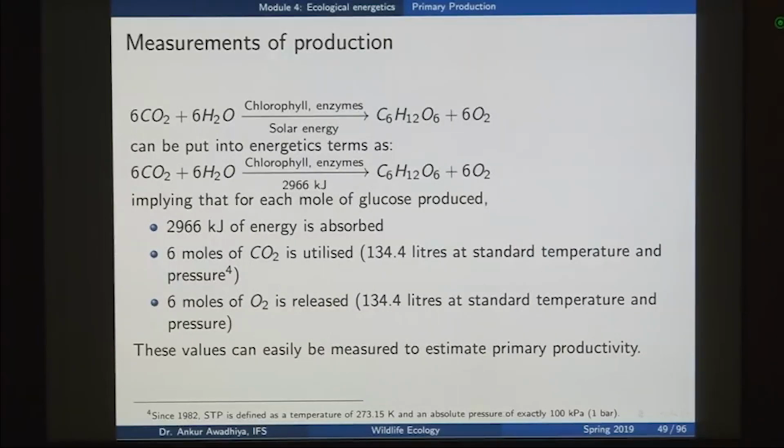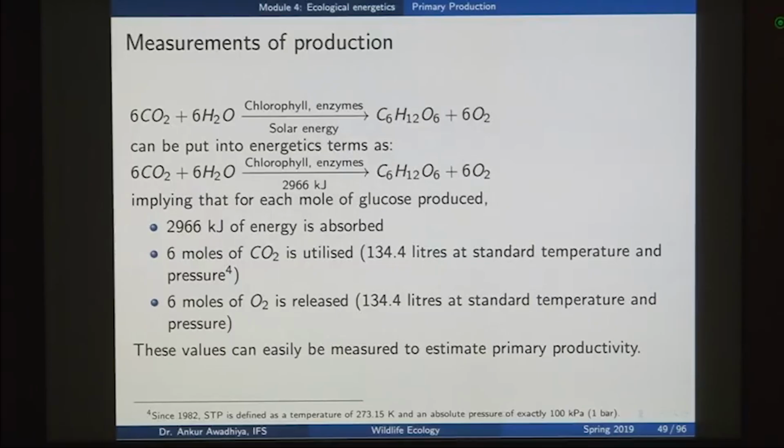Or in place of measuring carbon dioxide, we can even measure oxygen. So, we can measure the amount of oxygen that has been released by the plant to make an estimate of the amount of carbon dioxide that is getting fixed, or the amount of these biological molecules that are getting synthesized.